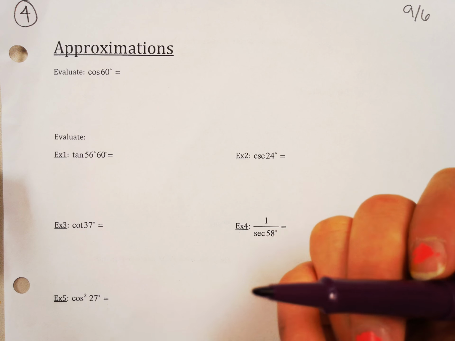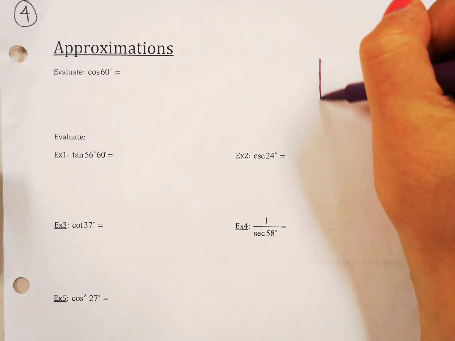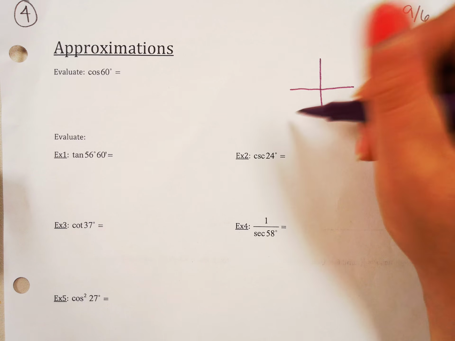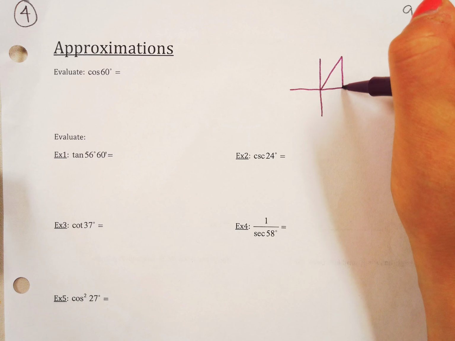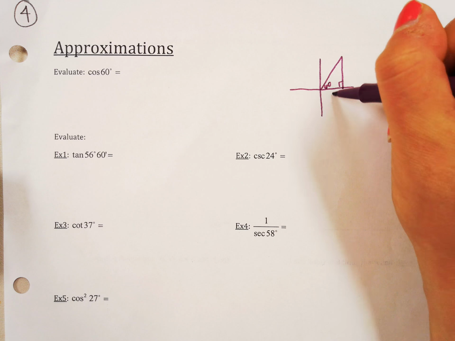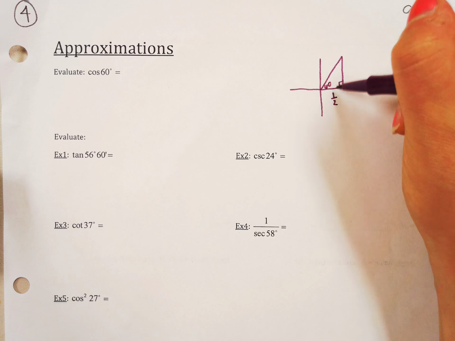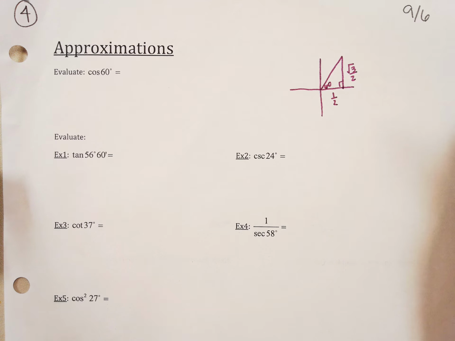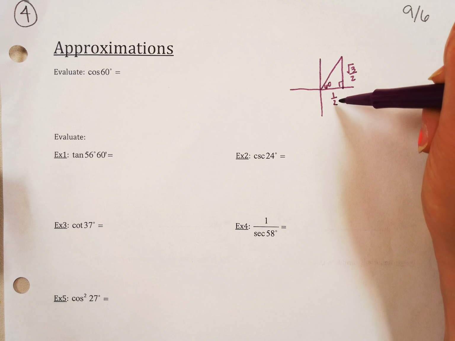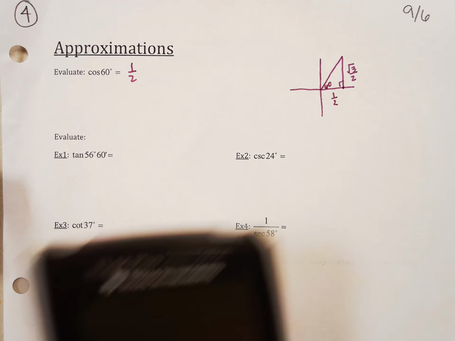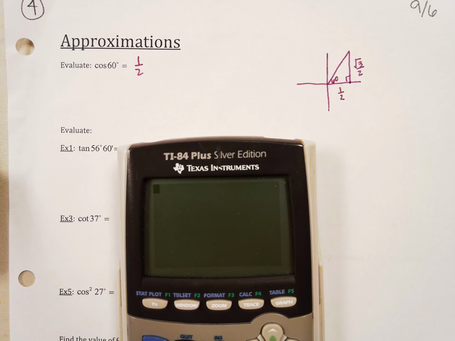So our first one is something that we should be comfortable with. We should know how to find the cosine of 60. That is a special angle that we can find an exact value for. The cosine of 60 would be in quadrant 1. This would be my 60-degree angle, and this would be my 30-degree angle. So the side across from my 30 degree is 1/2, and the side across from my 60 degree is root 3/2. So my cosine of 60, my adjacent side or x value, would just be 1/2.